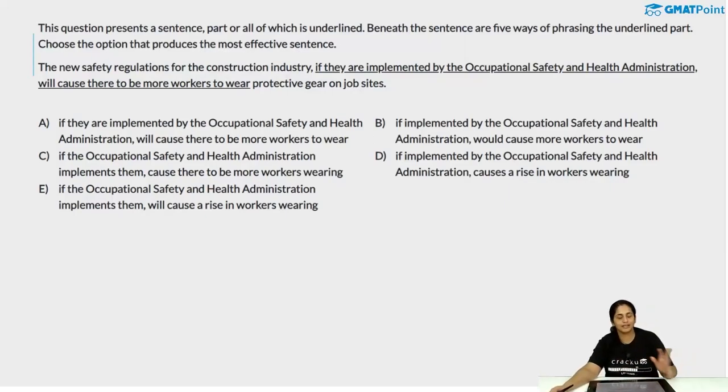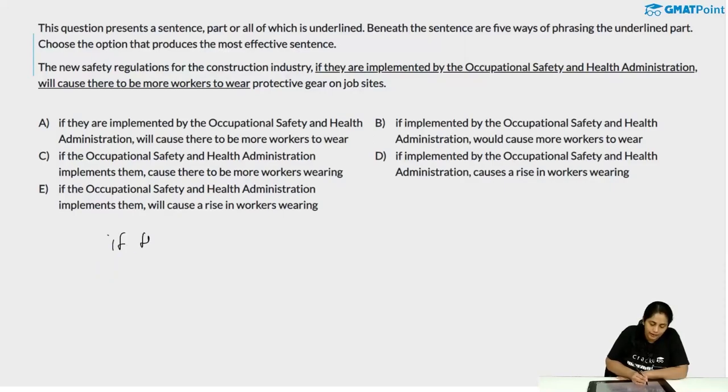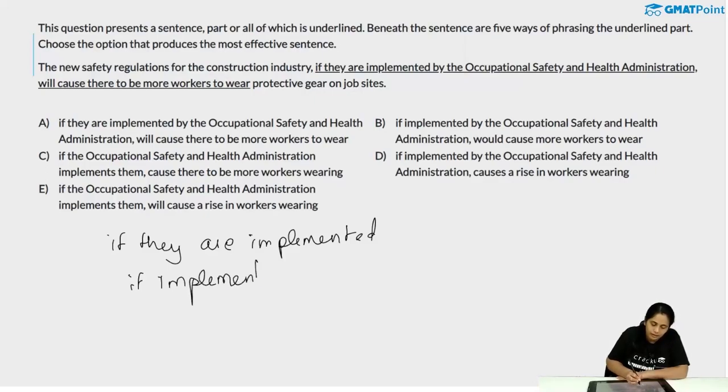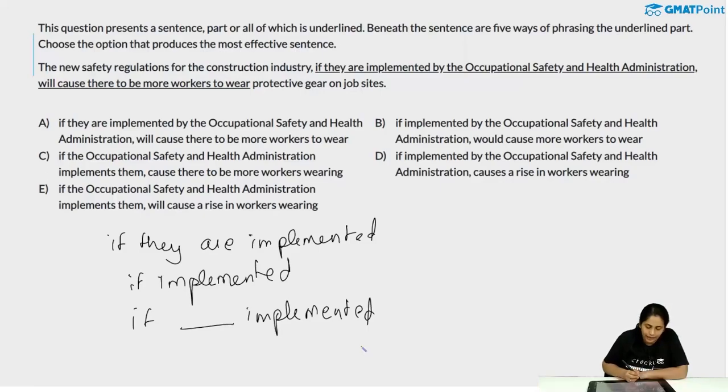Whenever we have sentences like this, I always say to split them up according to the choices that you have. First is: if they are implemented by this, if implemented, if the occupation implements them. So there are two ways. One is if they are implemented, another is if implemented, and another is if dash implements them. So these are the three choices for the first part.